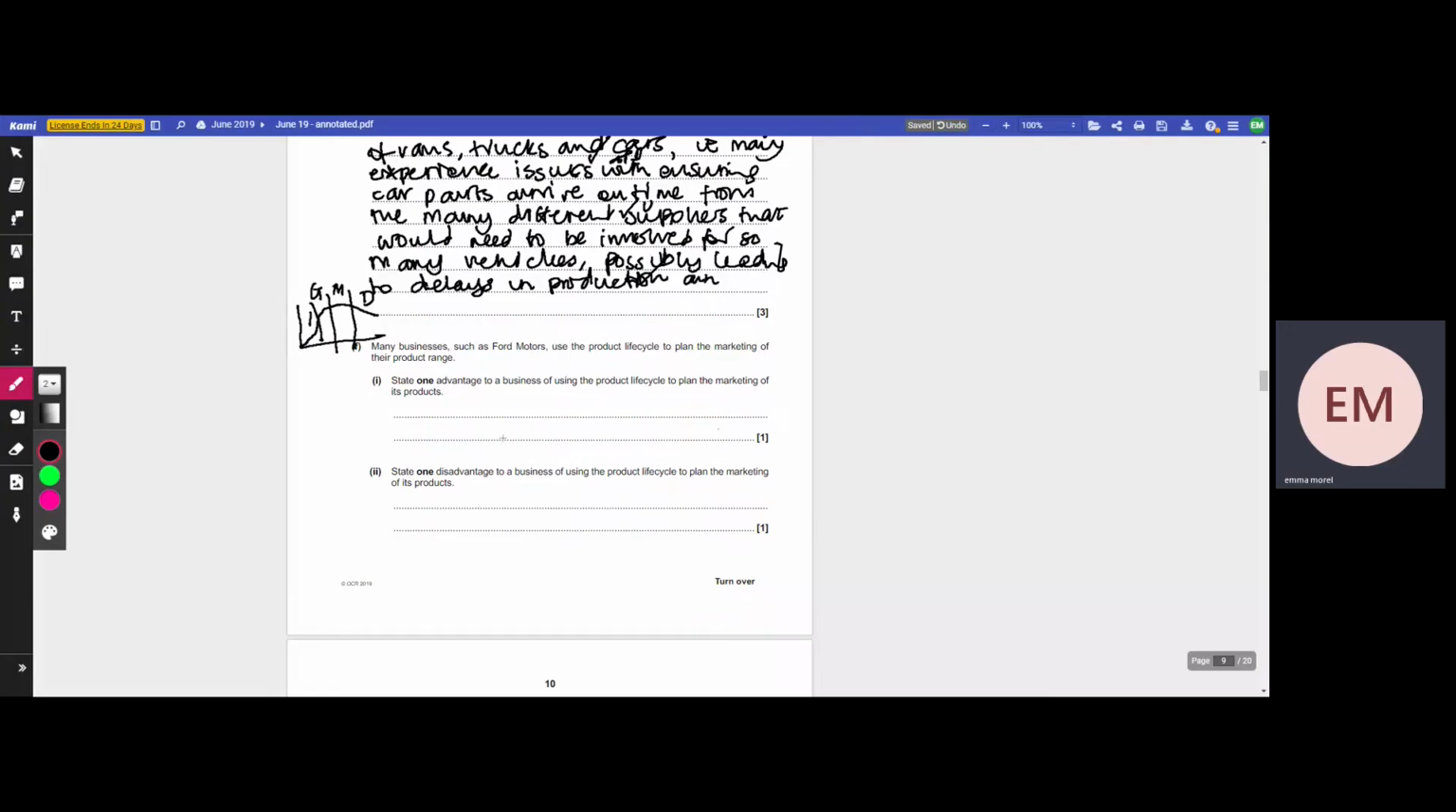One advantage to a business of using this to plan the marketing of its product. We don't need to worry about getting our context marks here. One of the things that we know is really good is that if a product goes into decline, we can start to put an extension strategy in to stop that decline. So it clearly indicates when an extension strategy could be used.